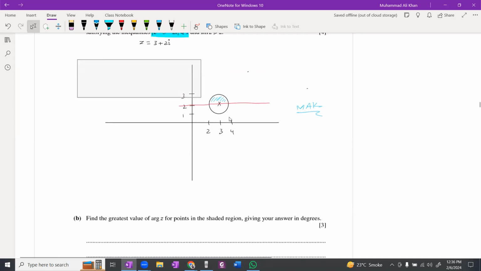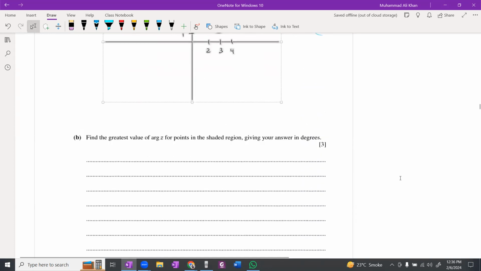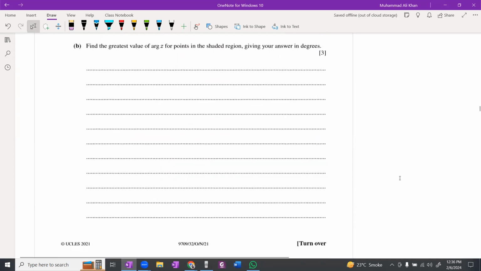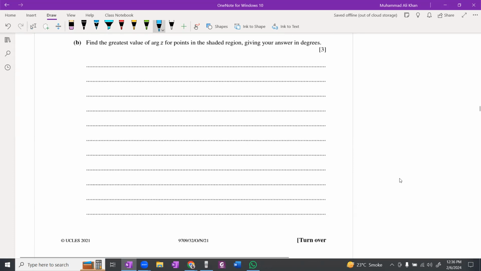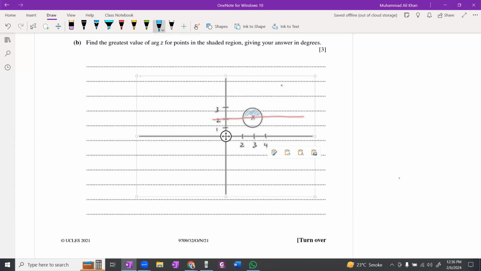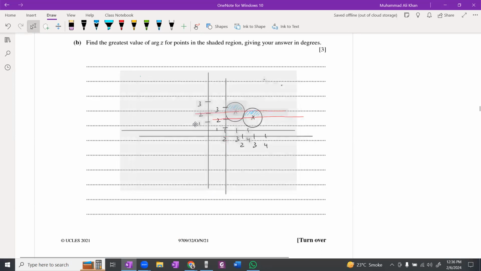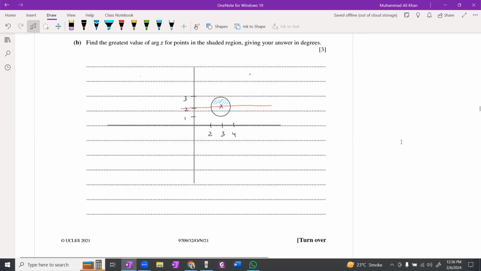हमें क्या करना है? हम इस डायग्राम को कॉपी करते हैं जरा. And now we have to find greatest value of angle of z. Argument of z means angle of z. Greatest value of angle of z. So now here is the diagram. Shaded portion के साथ greatest angle आपने calculate करना. How can we calculate the greatest angle? Argument of z. What is z? z is alone here, so it means z equals to 0. Means from the origin.